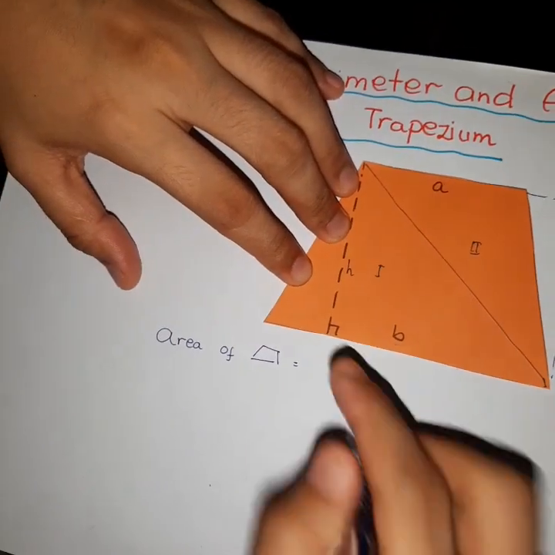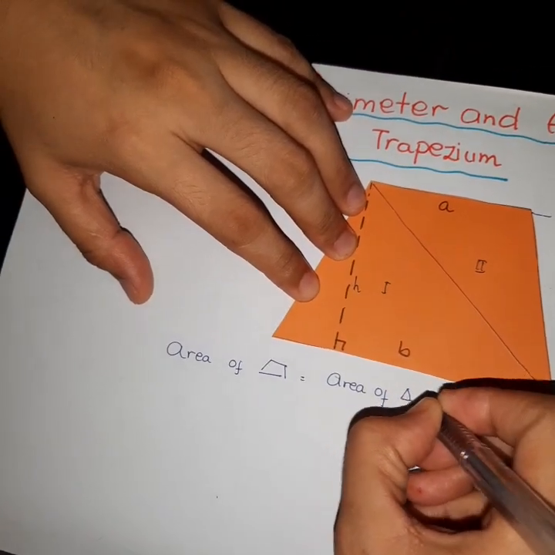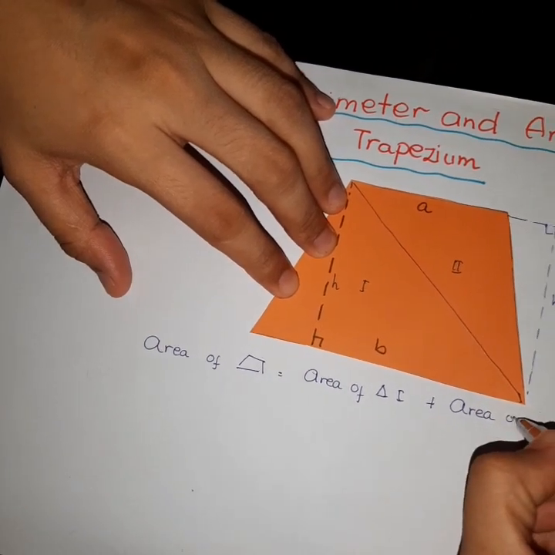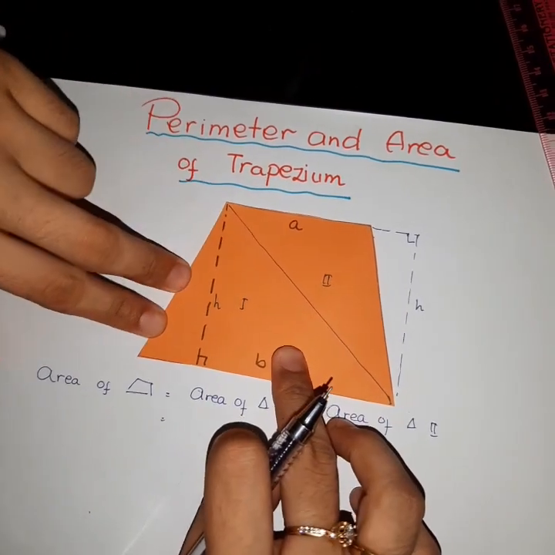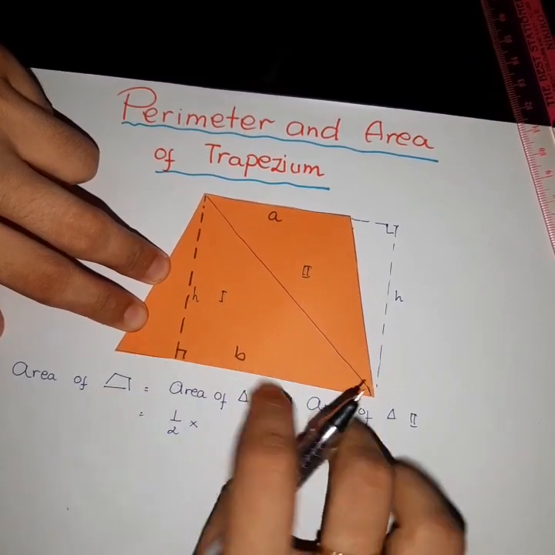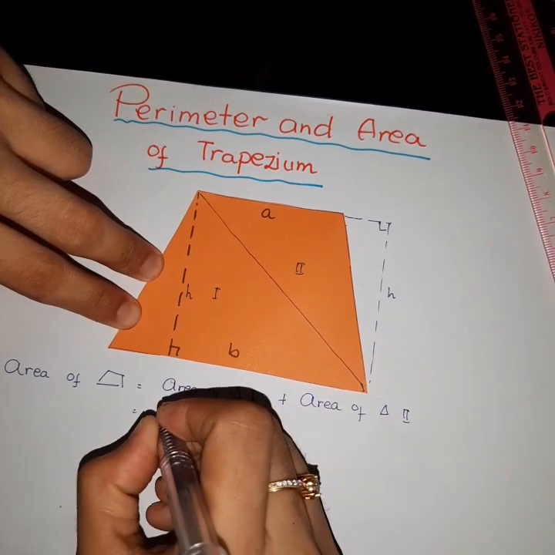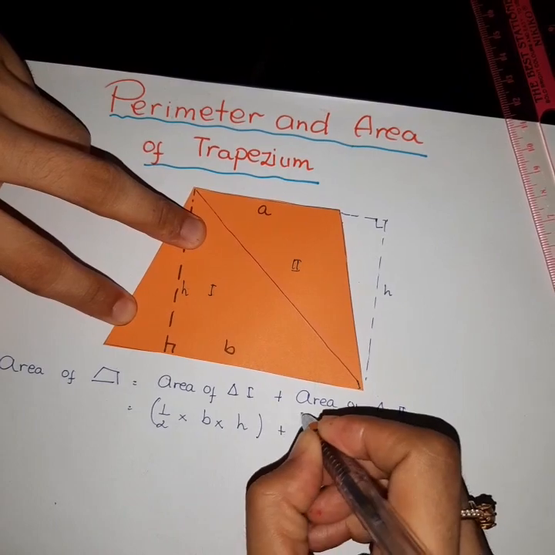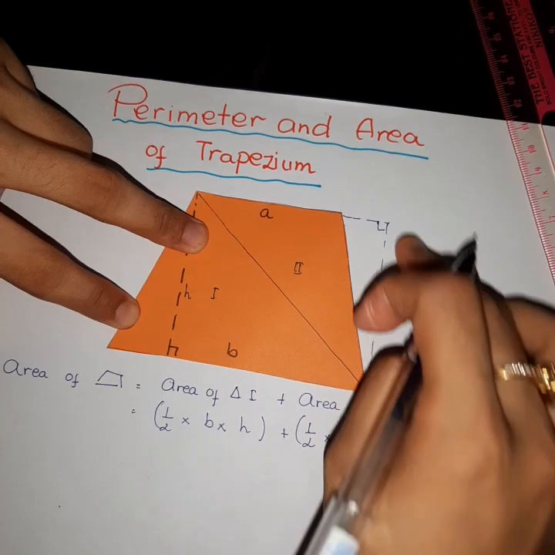So to find the area of the trapezium, I can write down that the area of the trapezium is the same as the area of triangle 1 plus the area of triangle 2. Now, area of triangle 1: remember the area of a triangle is half times base, which in this case is B, times the height. And the area of the second triangle is half times the base, which in this case we label as A, and then the height.